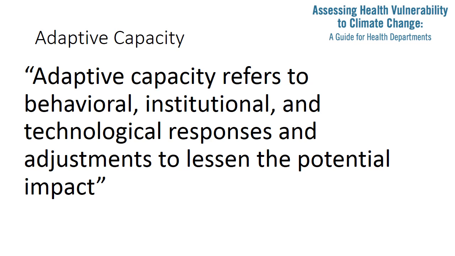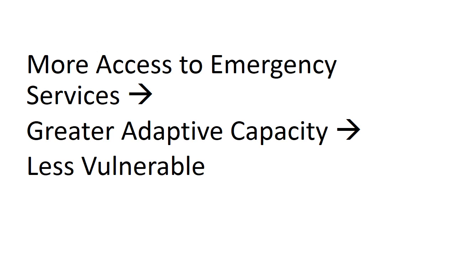And in our study, we focused on the institutional responses in terms of health infrastructure and access to emergency services, such as hospitals and fire departments. Overall, we thought that more access to emergency services meant greater adaptive capacity and therefore a less vulnerable population because of that.